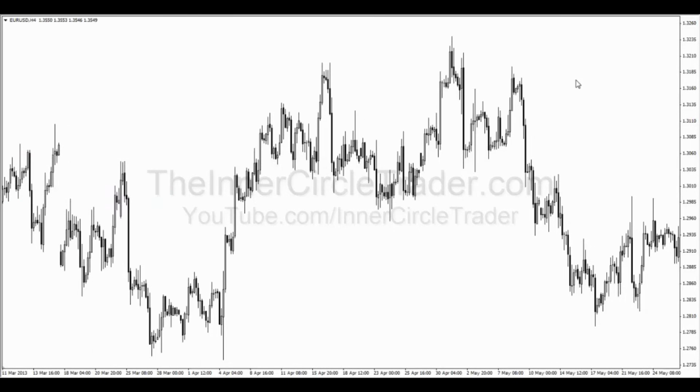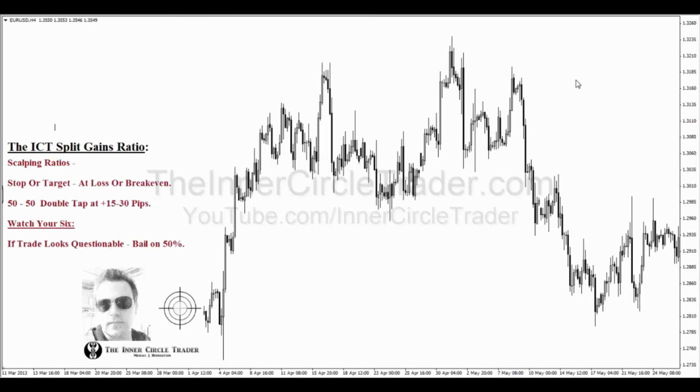Moving on to our last ratio. This is scalping ratios. Again, this is for 15 to 30 pips range, that type of trading.